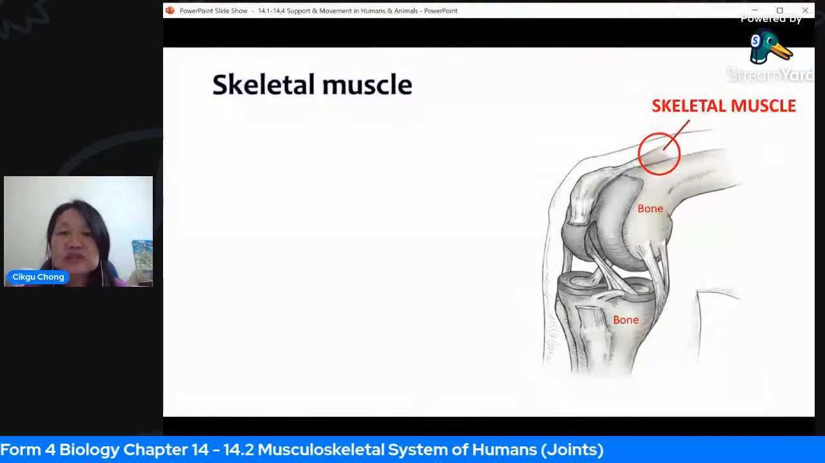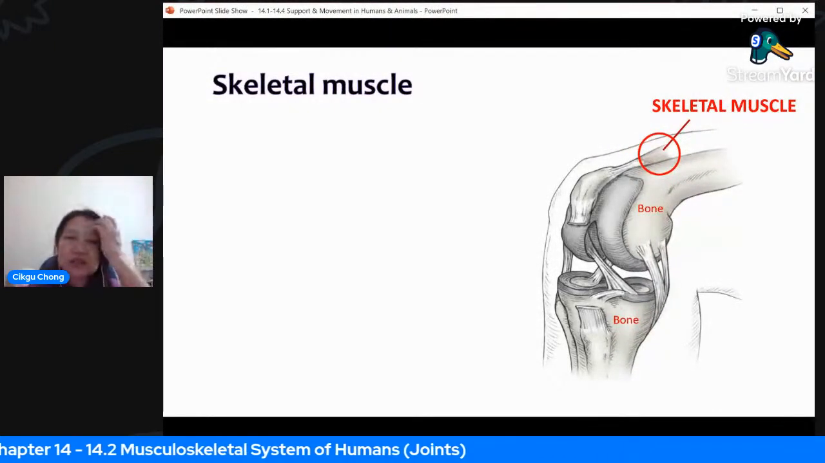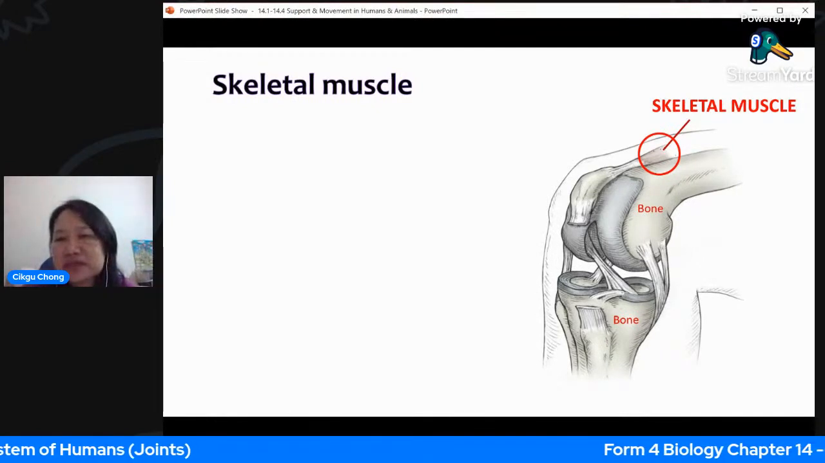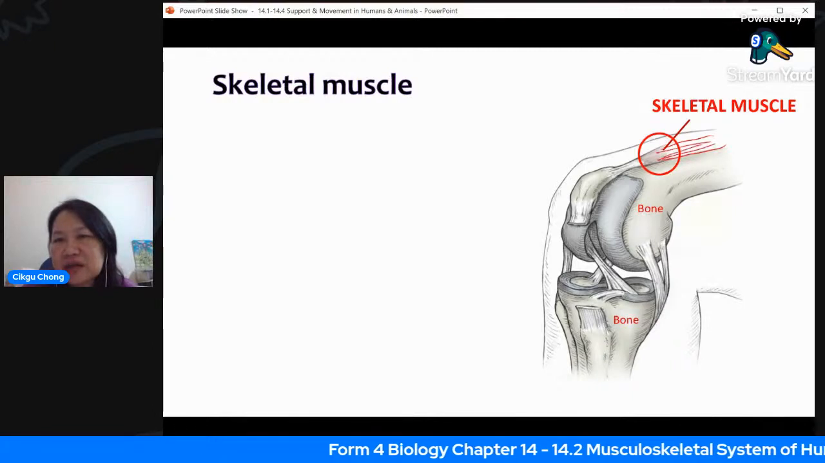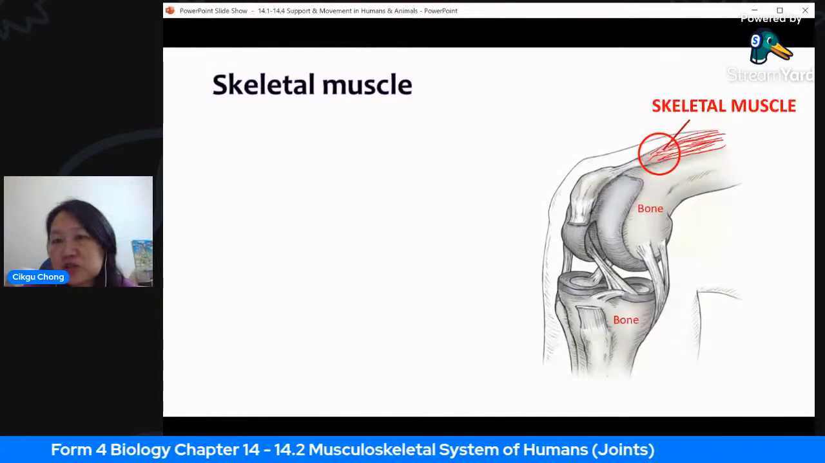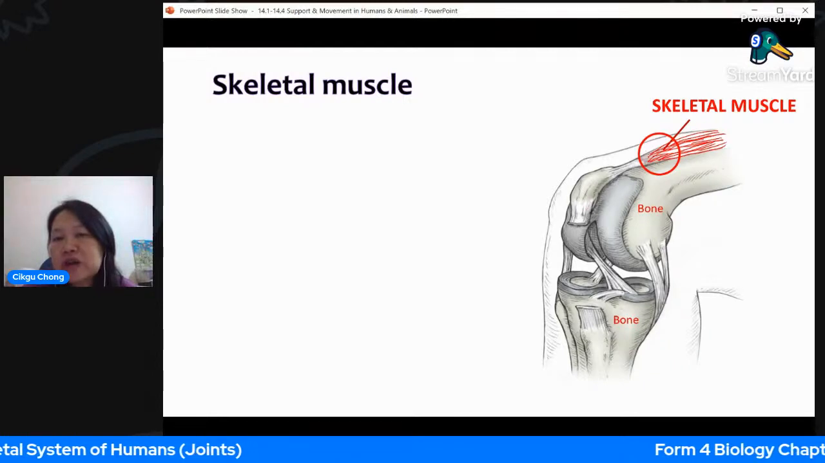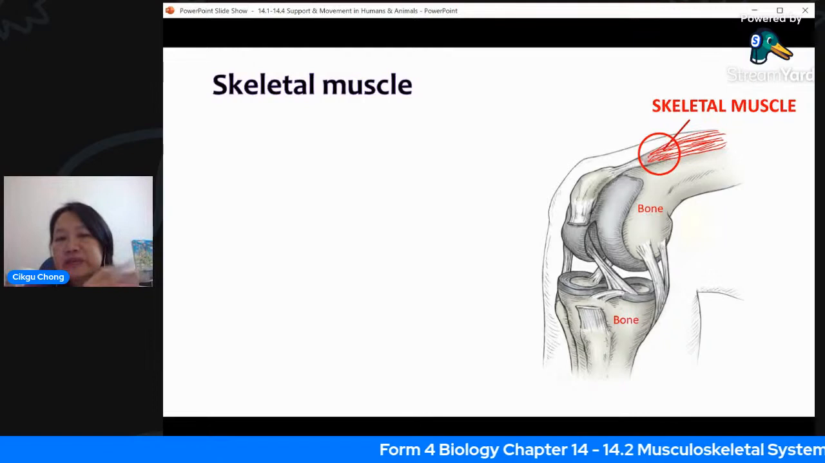This is your knee joint. So you have the muscle here. It's actually supposed to be longer, it doesn't show. This red color thing here is muscle. Your muscle will actually contract and pull the bone. It transfers the pulling force to the bone, and that's why your bone can move.